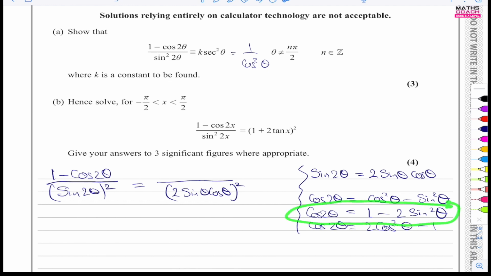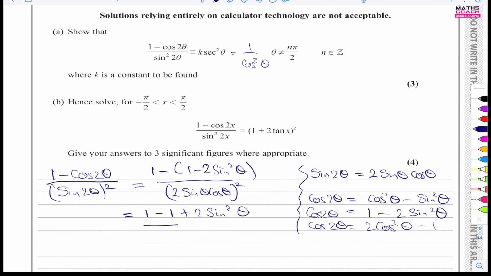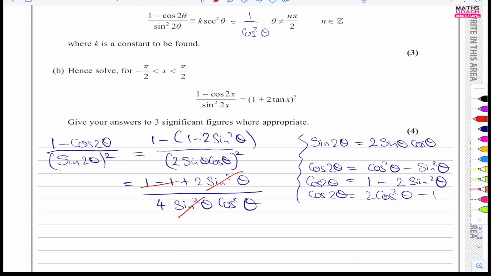So we're going to use the double angle of 1 minus 2 sine squared for the cos. Here we're going to have 1 minus bracket 1 minus 2 sine squared theta. Expand the bracket on the top: 1 minus 1, and minus times minus 2 becomes plus 2 sine squared theta. The denominator would be 4 sine squared cos squared theta. You can see here the 1 and the minus 1 cancel off, and then we have the sine squared, which will cancel off this sine squared here.